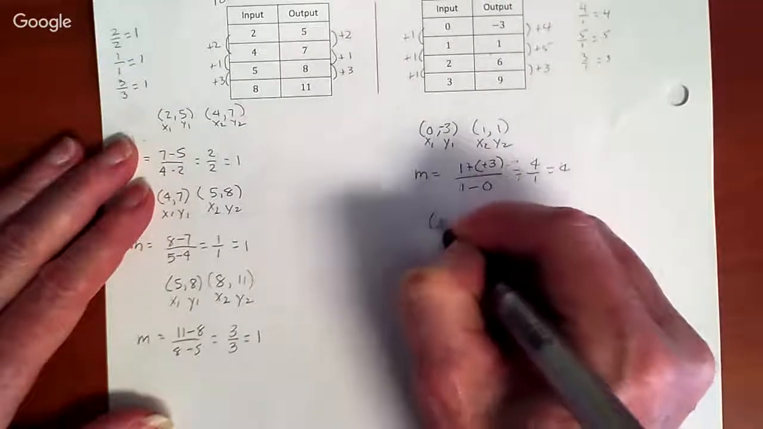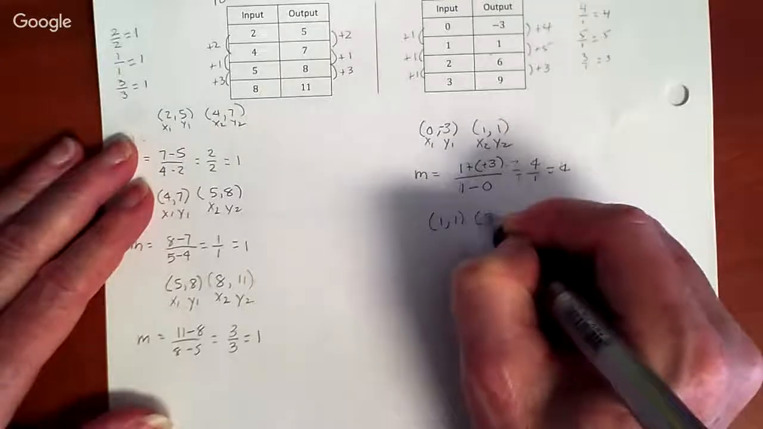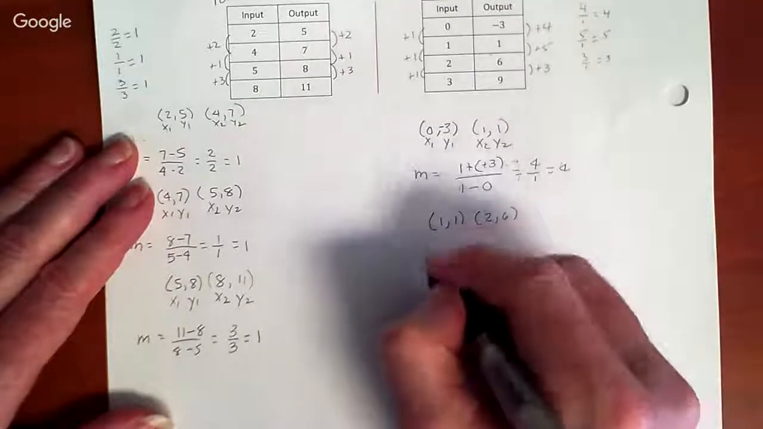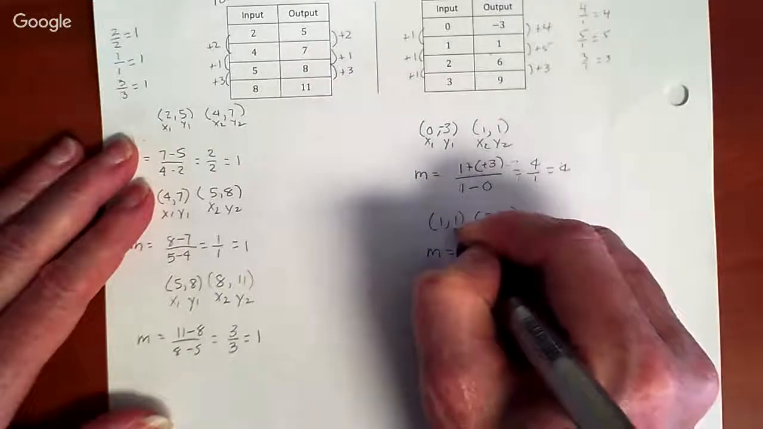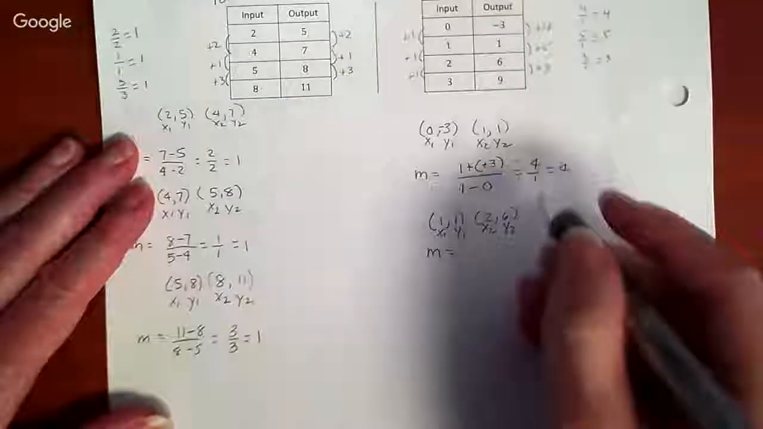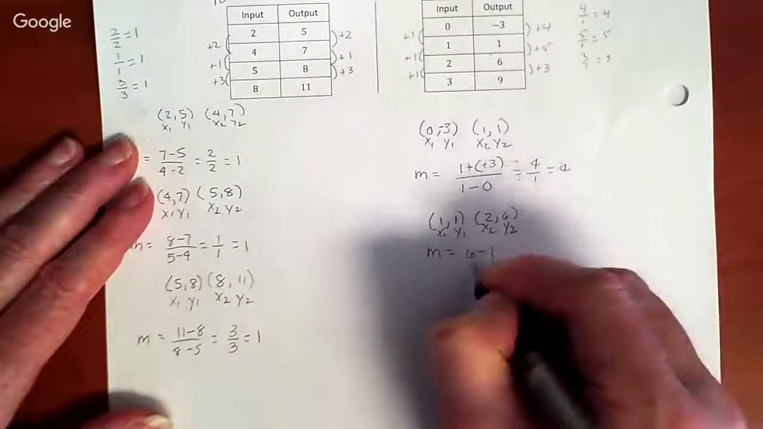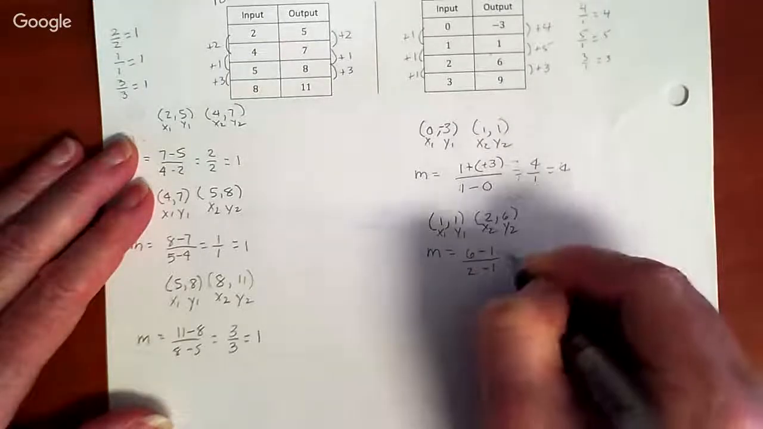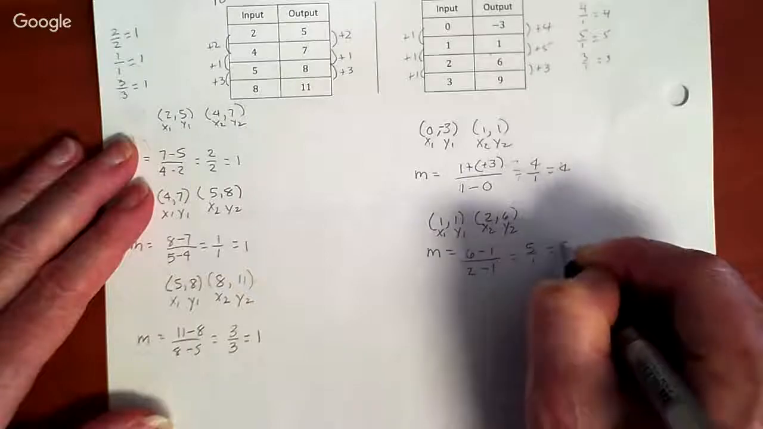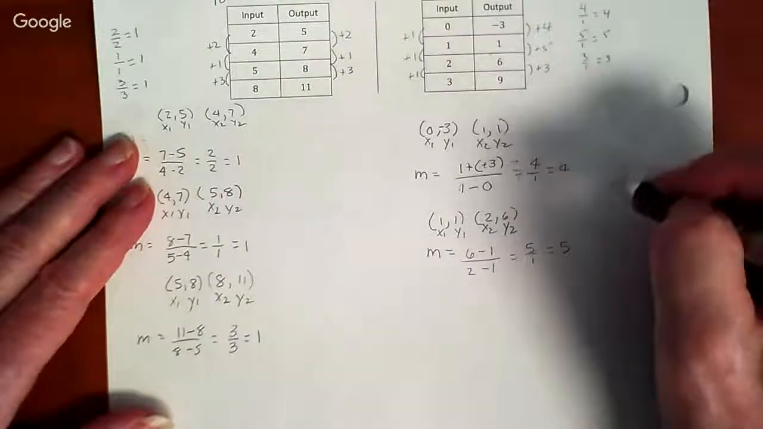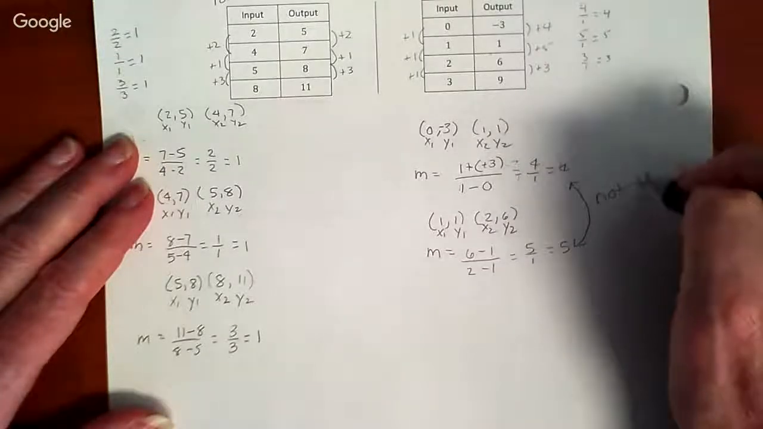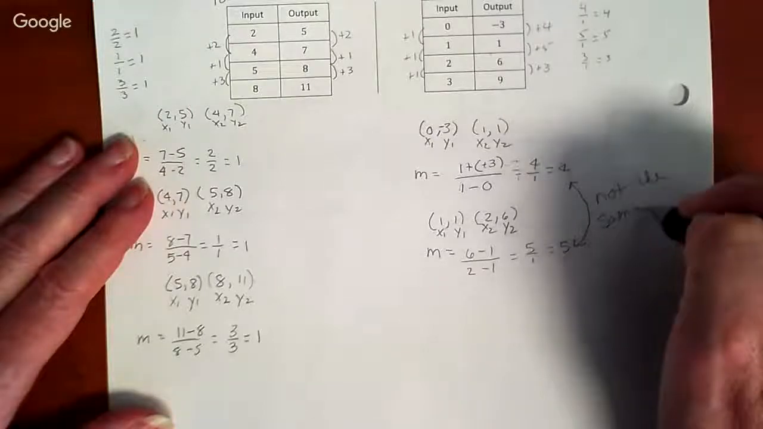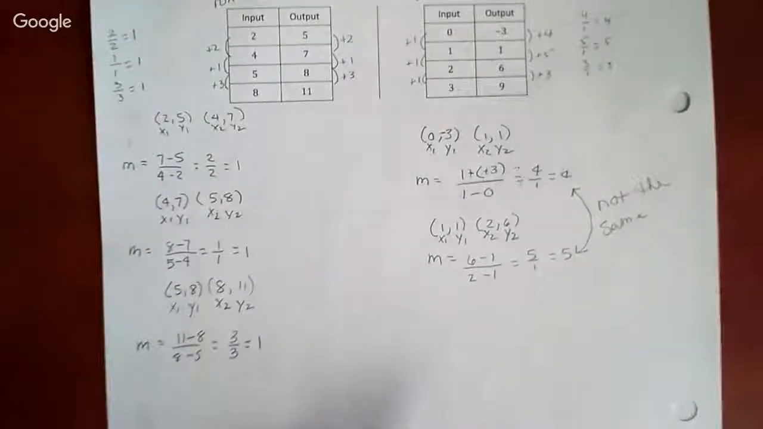So then I have 1, 1 and 2, 6. So m equals y2 minus y1 over x2 minus x1. So I have 6 minus 1 over 2 minus 1. So I have 5 over 1, which equals 5. Okay. And therefore, these are not the same. Therefore, nonlinear and not a function.